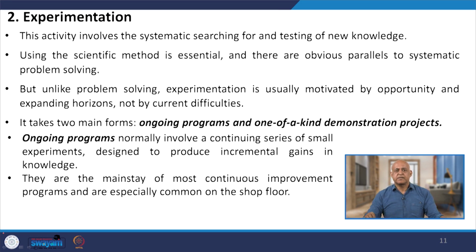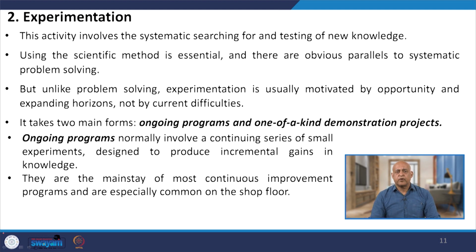Now, the second part is experimentation. As I mentioned, every organization has to allow this experimentation, and this activity involves the systematic searching for and testing of new knowledge, using the scientific method. There are obvious parallels to systematic problem solving. But unlike problem solving, experimentation is usually motivated by opportunity and expanding horizons, not by current difficulties. So, it takes two main forms.